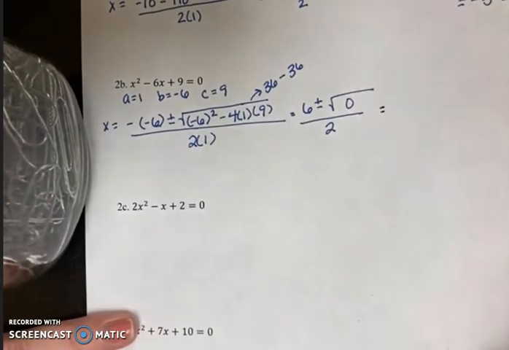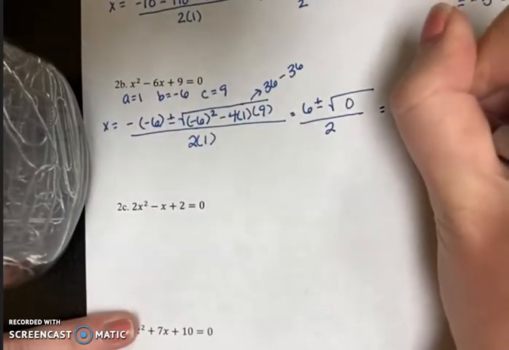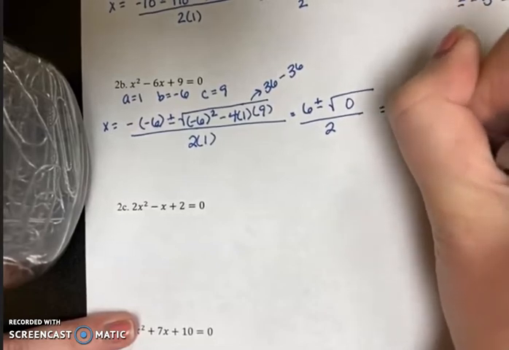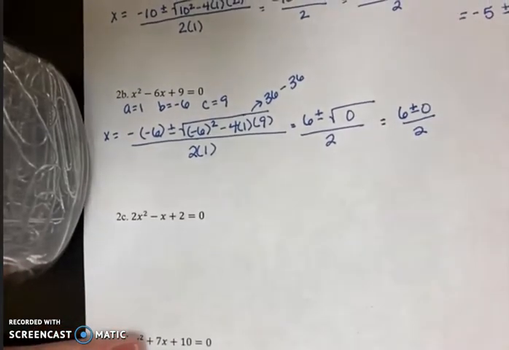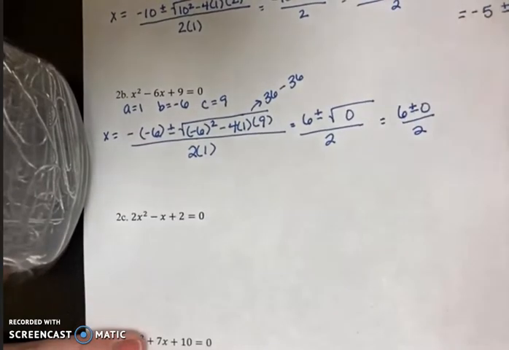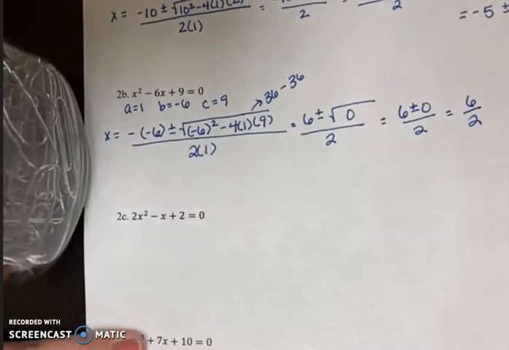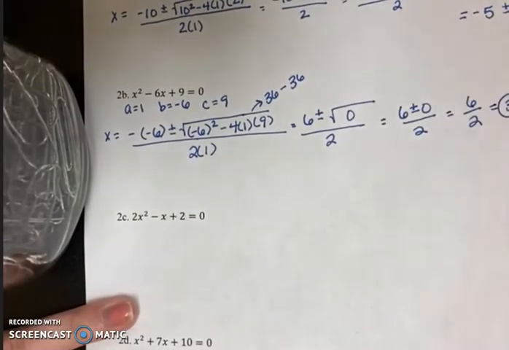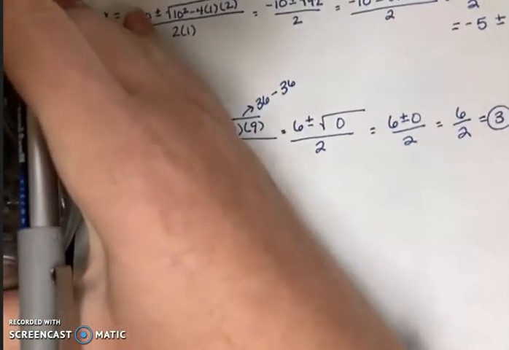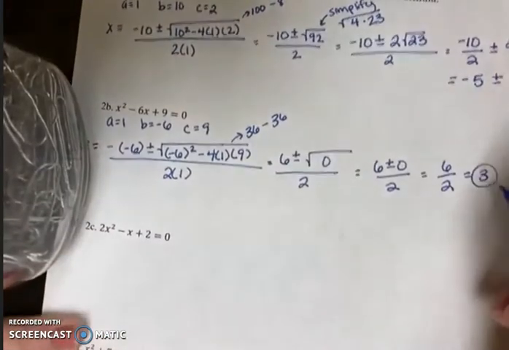The square root of 0 is just 0. So really, this is 6 plus or minus 0 over 2. And whenever you add or subtract 0, that doesn't make any difference to this number right here. So really, I can go further and say I have 6 over 2. And 6 over 2 is just 3. So with my answer being 3, I have one real solution.